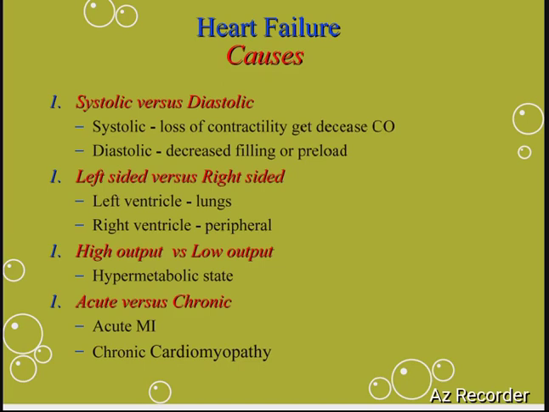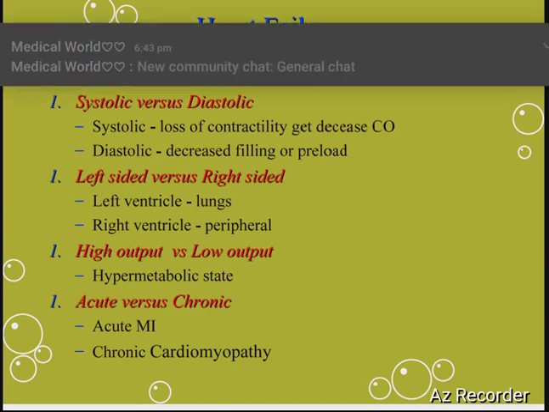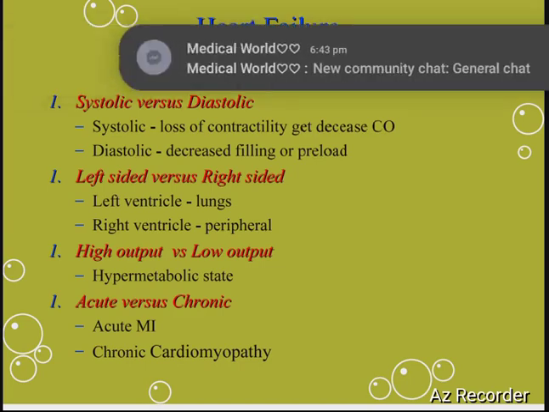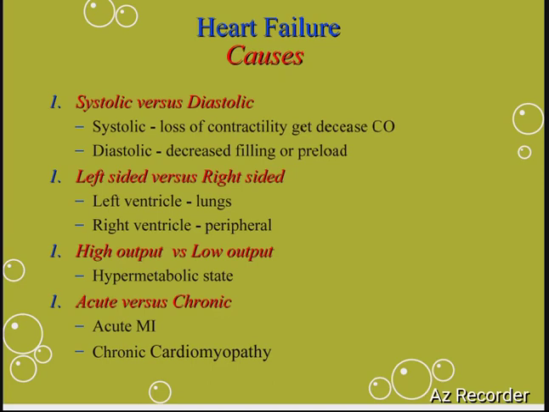Systolic versus diastolic. Systolic: loss of contractility, decreased cardiac output. Diastolic: decreased filling, decreased preload. Left-sided versus right-sided. Left ventricle: lungs. Right ventricle: the peripheral region. High output versus low output. High output: hypermetabolic state. Acute versus chronic.